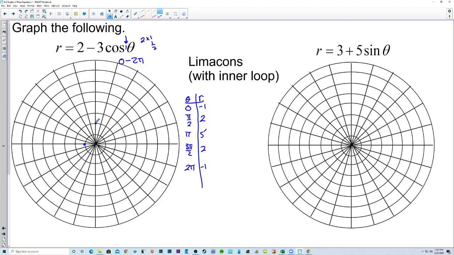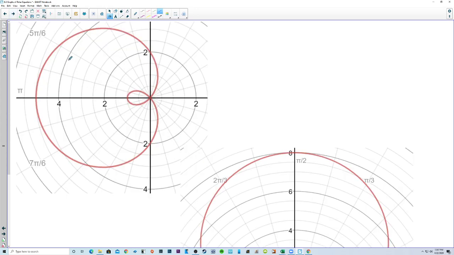So at 0 radians, we're back at negative 1 here. Pi over 2 is 2. Pi radians is 5: 1, 2, 3, 4, 5. 3 pi over 2 is 2, and then 2 pi is back to negative 1. So here's what this looks like. We should probably start over here. We're going to go a little wider than this, and instead of bouncing off the pole, this is going to go through the pole. We go through that point, which creates the inner loop, and through the pole again. Now it goes a little wider, through this point, and then finishes where we started. So that's what the inner loop should look like, and there's a very nice version of it.